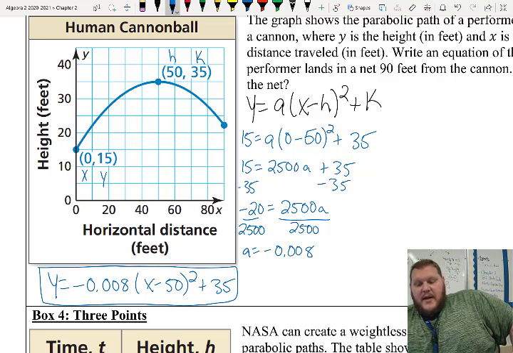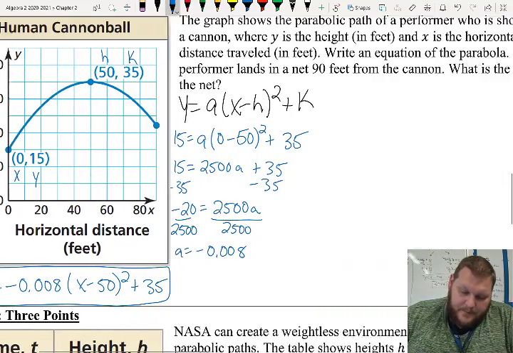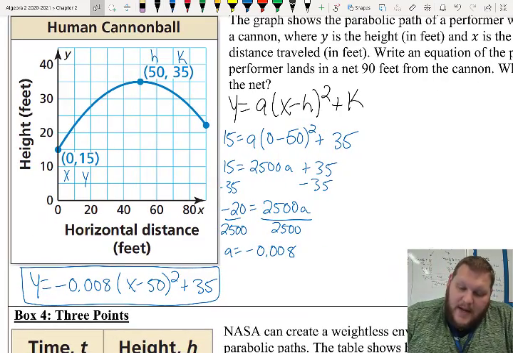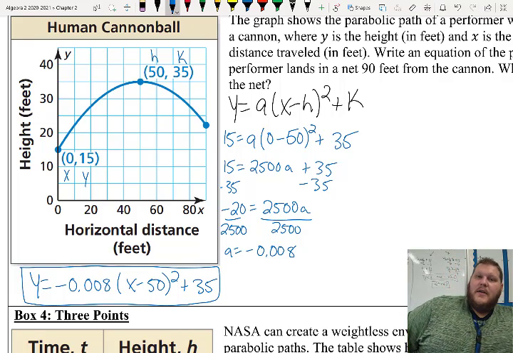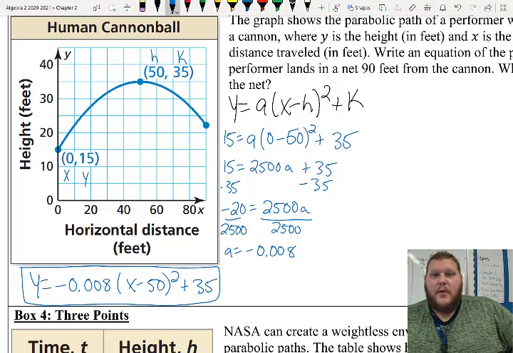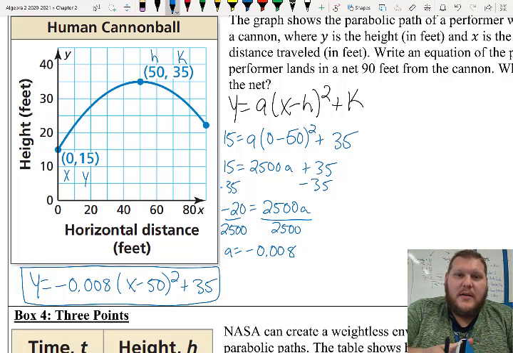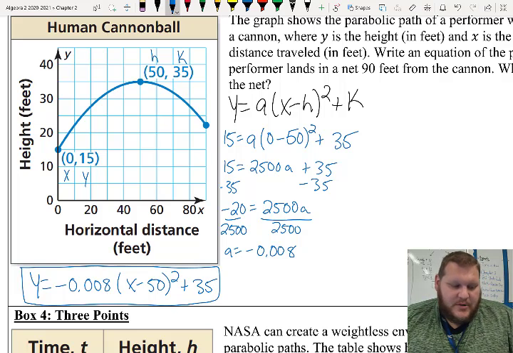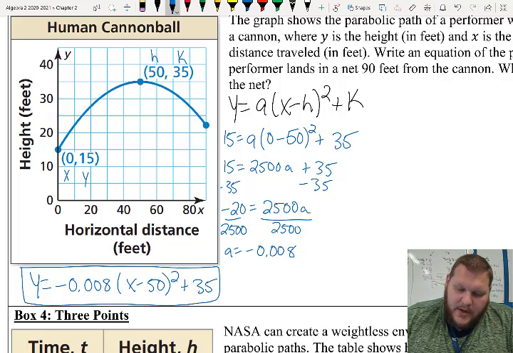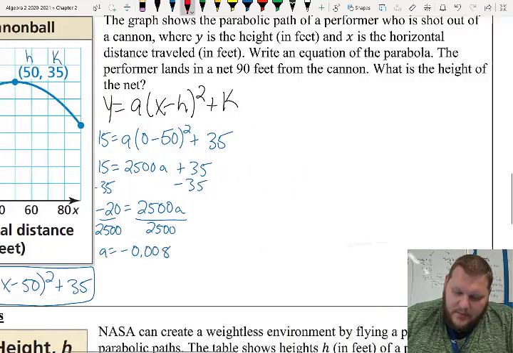So now, if I was trying to figure out the second part of this problem, to get 90 feet from the cannon, that's my x value, right? 90 feet from the cannon. I'm trying to figure out what the y value is. That'd be the height of my performer at 90 feet away. So I'm just going to go ahead and plug that into my equation. Plug in 90 for our x value.